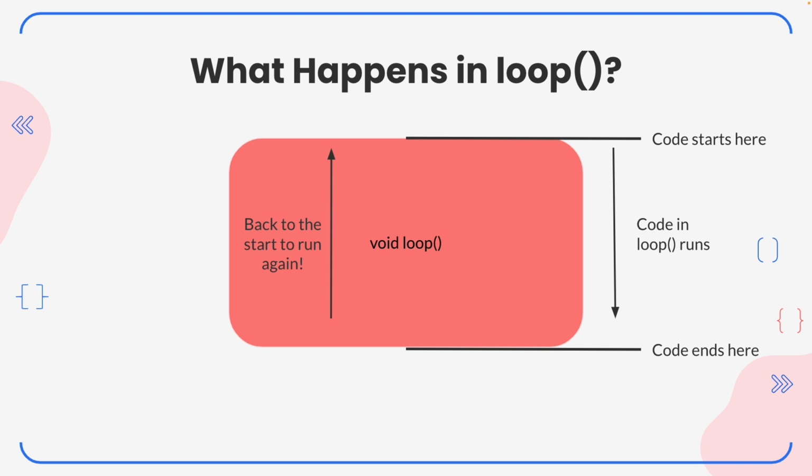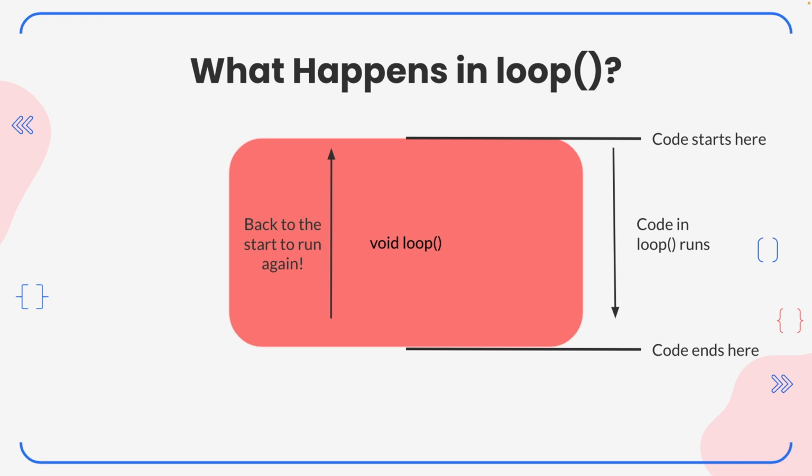In loop, code starts at your first line, then it runs all the code, and then it ends at your last line. But the unique part, and the reason why it's called loop, is that it's going to go back to the start again and run your code again. It's going to repeat, continuously running all the code that you write in loop until your Arduino unplugs.